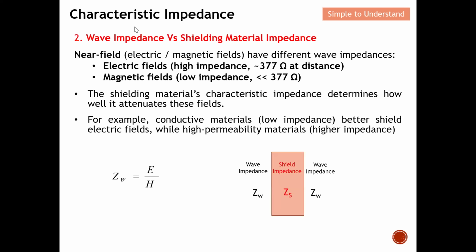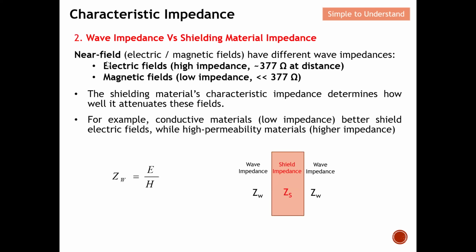Next will be the wave impedance versus the shielding material impedance. So this is actually the shielding, and this is actually the wave impedance. Let me explain this. Under near field, it can be dominated by electric field or magnetic field. So let's take a look at this equation here. This is the wave impedance, which is E over H, electric field over magnetic field.